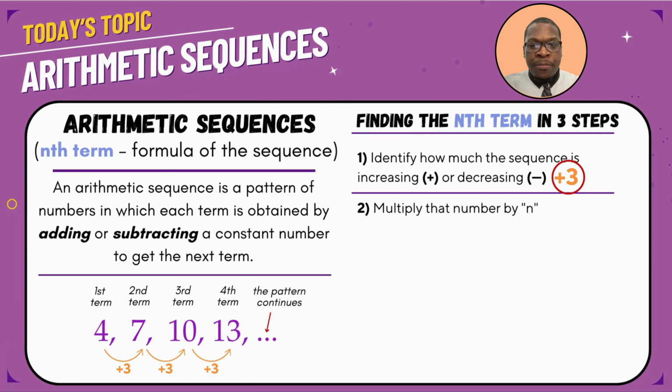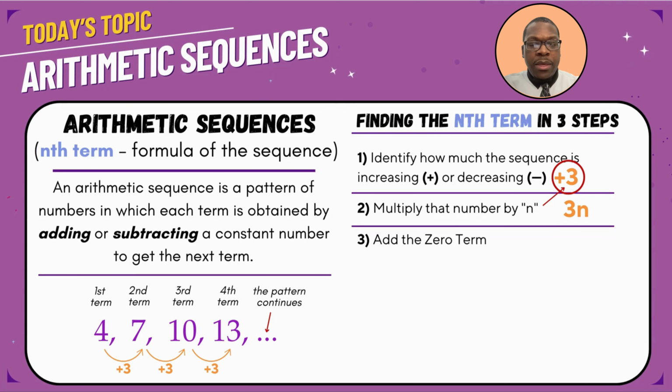Okay, step 2. Multiply that number by n. Now you might ask, what number? Multiply this number by the letter n. So if it's a positive number, that would be 3 times n. If it was a negative number, multiply that number by n. In our case, that would give us simply 3n.